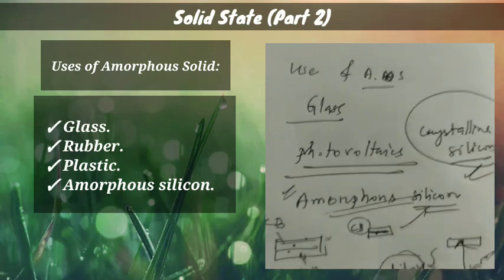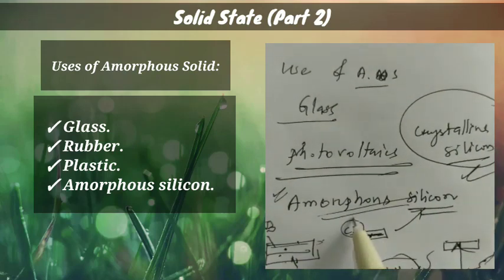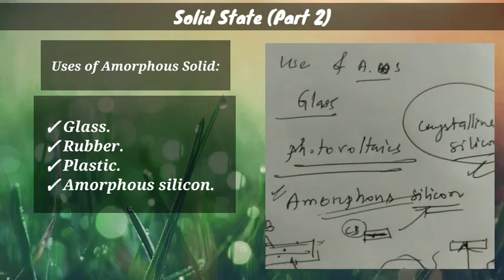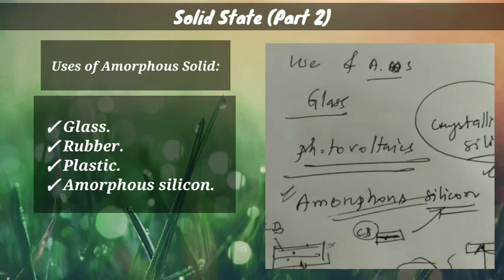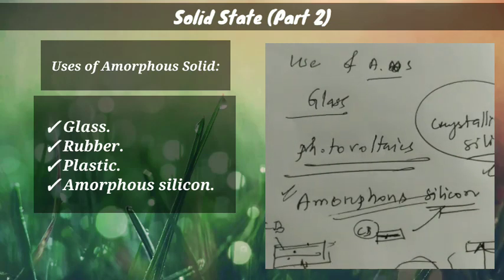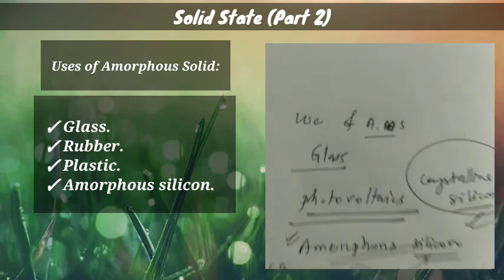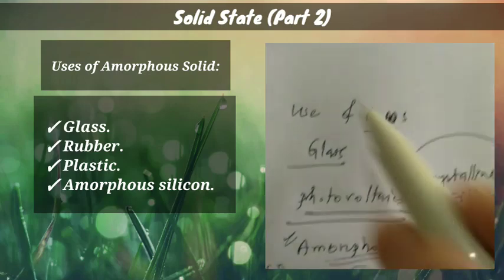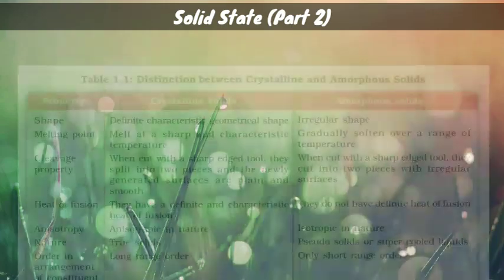So nowadays what we try to do is replace crystalline silicon with amorphous silicon, okay, to get the energy from sunlight and convert it into electrical energy, and we can store the electric energy in a battery, okay. Understand? So this is an example of some uses of amorphous solids.